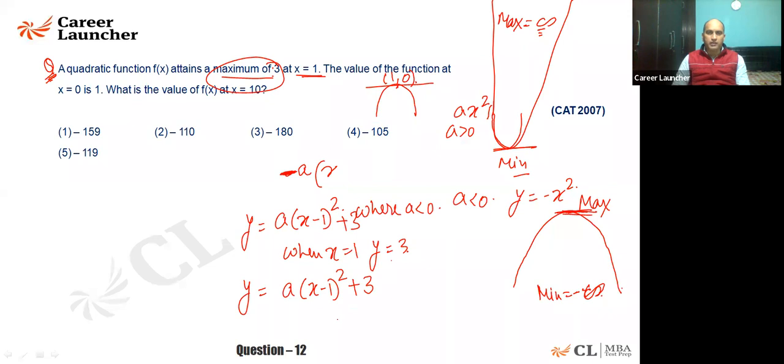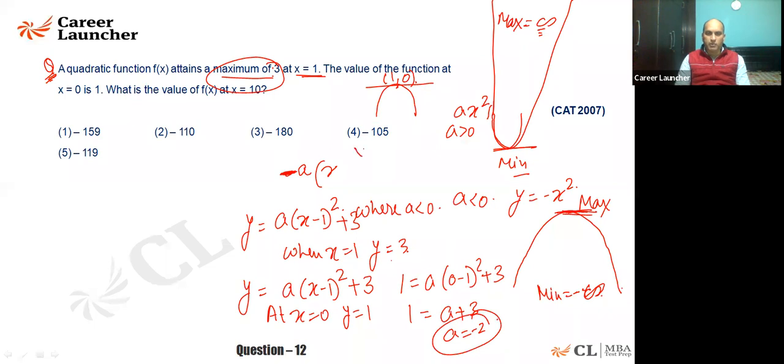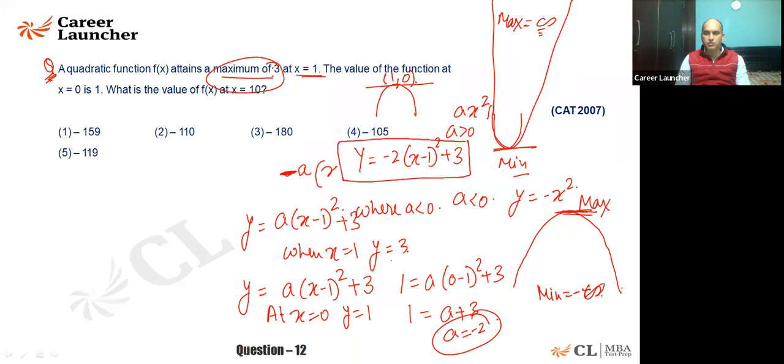Now it is also saying the value of the function at x is equal to 0. At x equal to 0, y comes out to be 1. So I'll put x equal to 0 here. If you put 0 here, 1 is equal to a into (0 minus 1) square plus 3. I'll say 1 is equal to a plus 3, so a is minus 2. Now a is coming out to be minus 2, so the equation is minus 2 into (x minus 1) square plus 3. This is the equation which is going to form here.